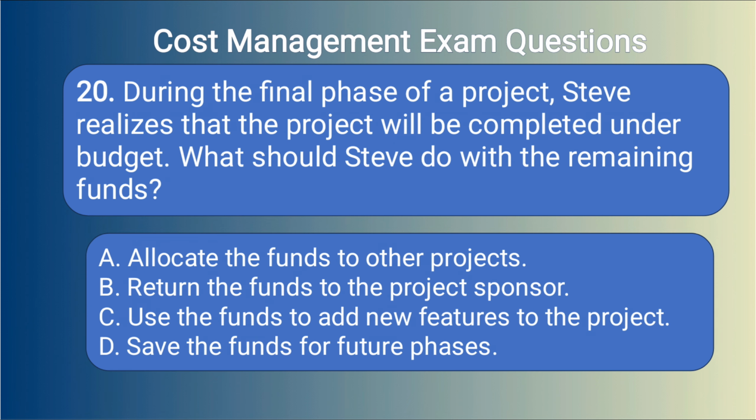20. During the final phase of a project, Steve realizes that the project will be completed under budget. What should Steve do with the remaining funds? A. Allocate the funds to other projects. B. Return the funds to the project sponsor. C. Use the funds to add new features to the project. D. Save the funds for future phases.